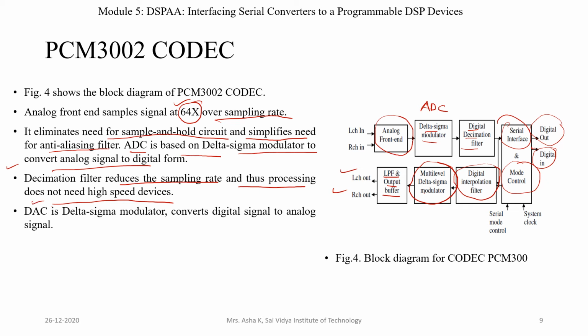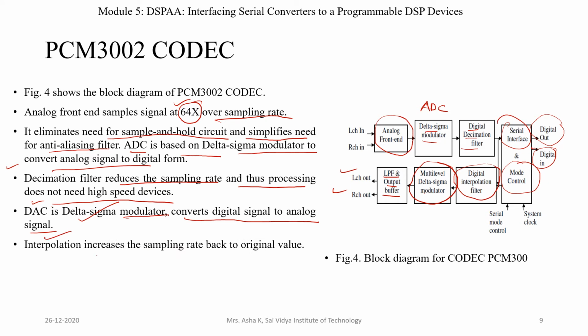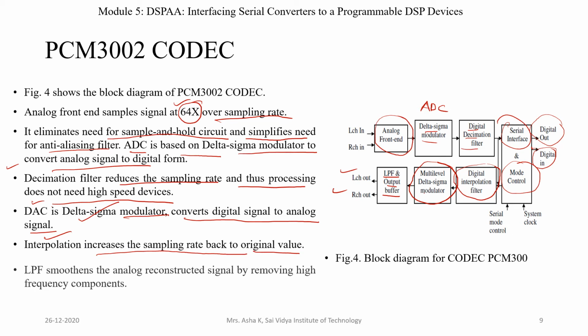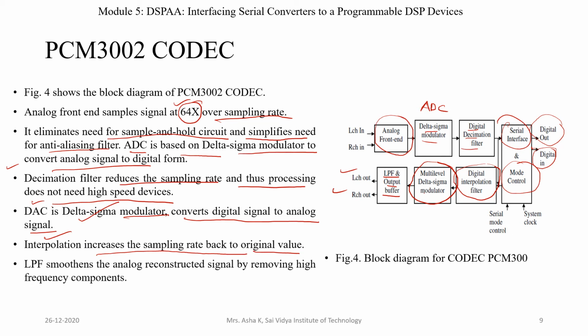The DAC is a delta sigma modulator, which converts the digital signal into an analog signal in this case. The interpolation filter increases the sampling rate back to the original value. A low pass filter at the other end smoothens the analog reconstructed signal by removing the higher frequency components and allowing only the lower frequency components.